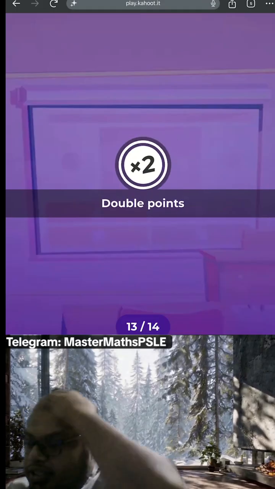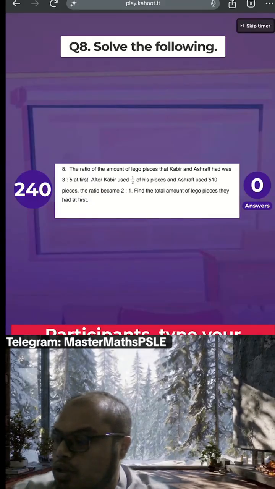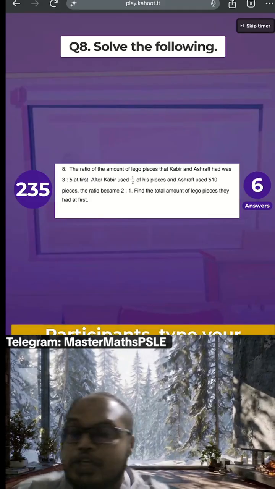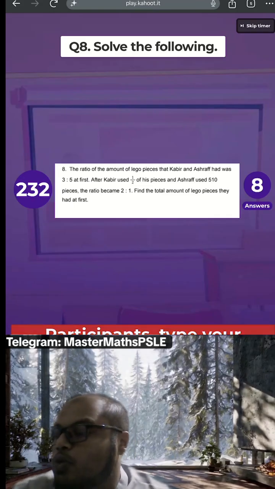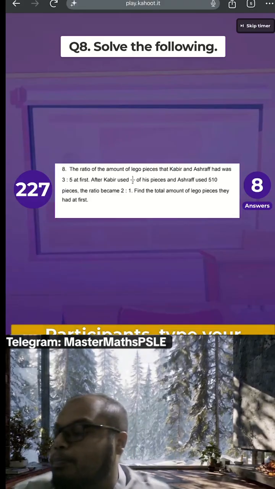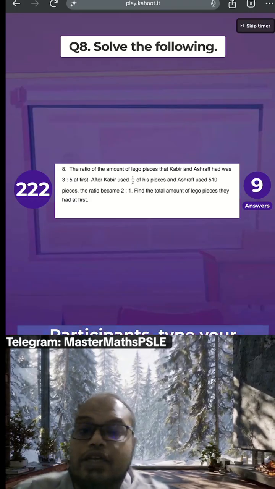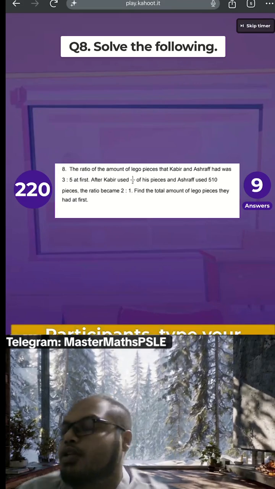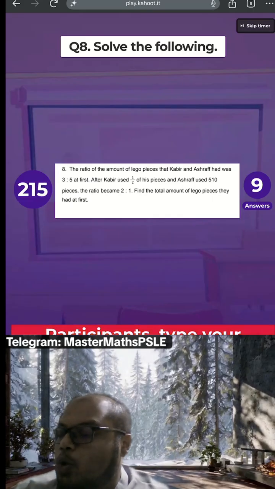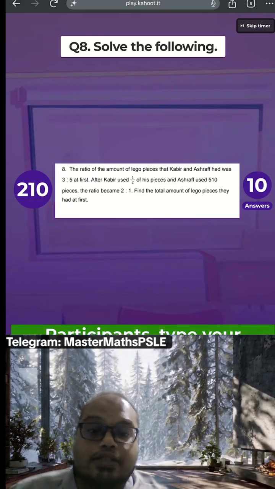Alright, next question. This is the last question for today. Now the ratio of Lego pieces that Kabir and Ashraf had was 3:5 at first. Kabir used half, Ashraf used 510. So this question is almost similar to the previous question. Again, after that, you are given the after ratio of 2:1. Find the total amount of Lego pieces they had at first. So now they're asking for the amount at first.